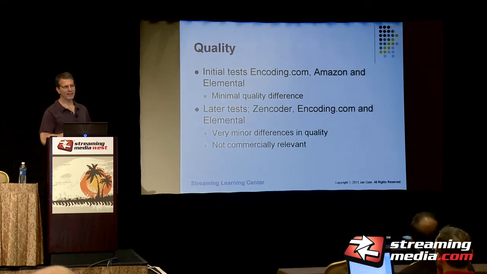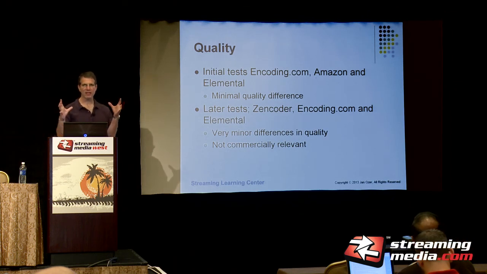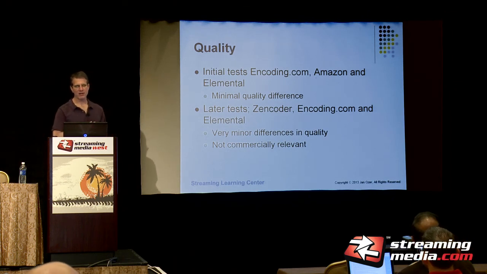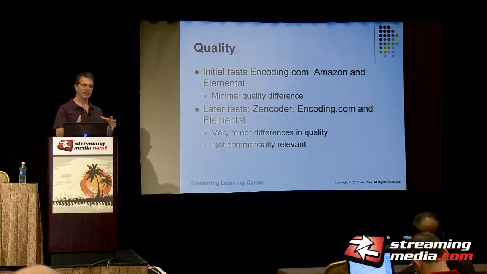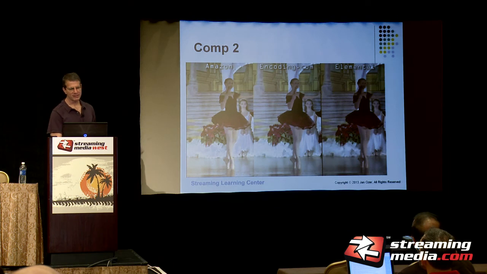What about quality? I ran 2 sets of tests. The first time I was reviewing Encoding.com, so I compared Encoding.com's quality to Amazon and Elemental. Elemental Cloud, not the Elemental appliance. Later, I reviewed Elemental Cloud, and I added Encoder to the testing, and I just saw very little difference in overall quality. Everybody says they're the best, but I just didn't see it.